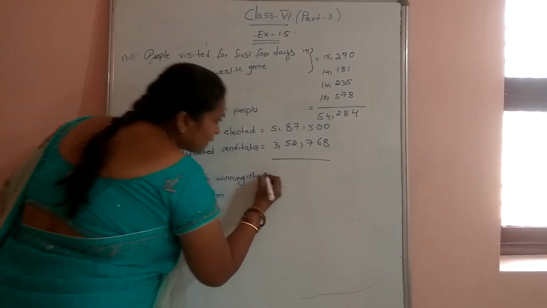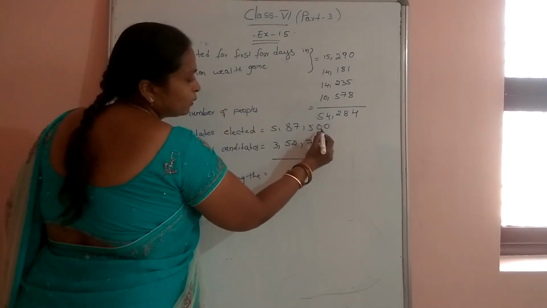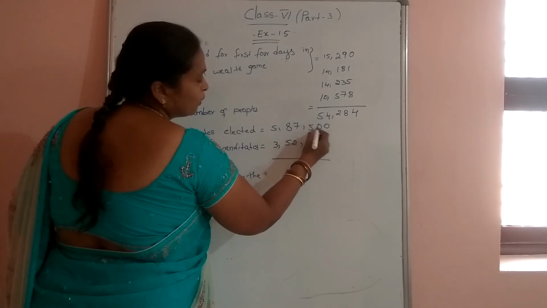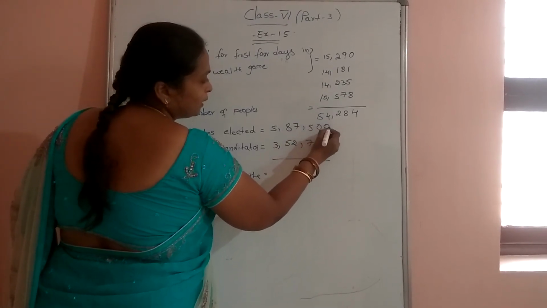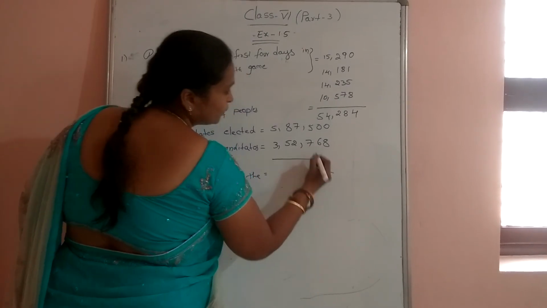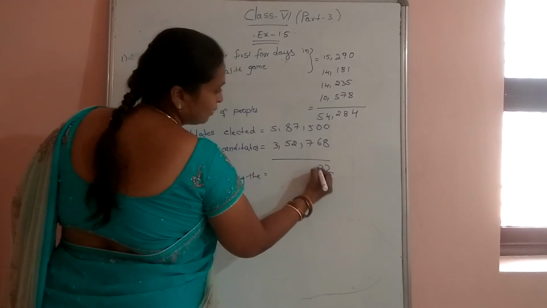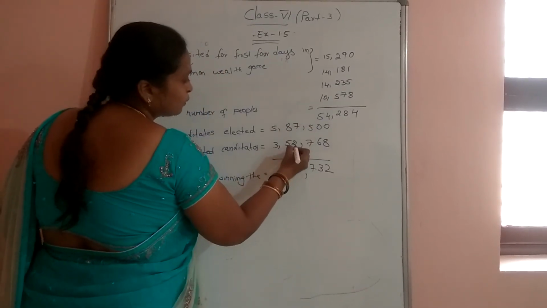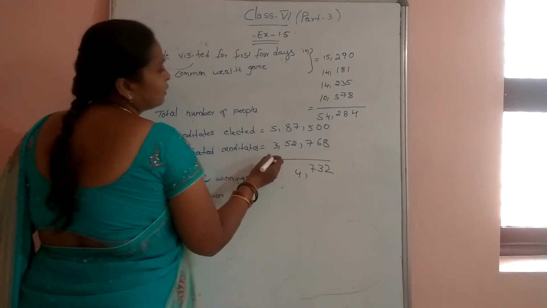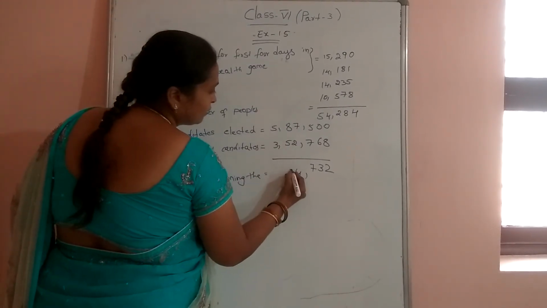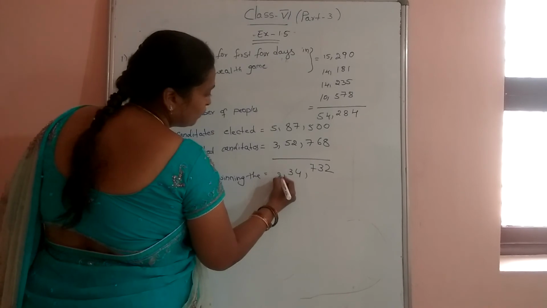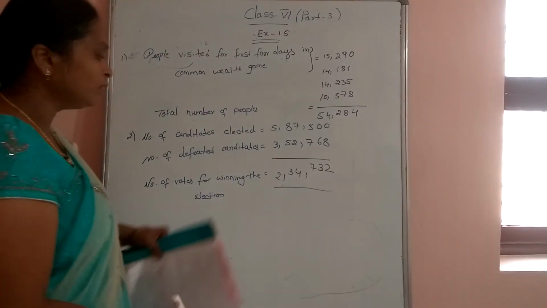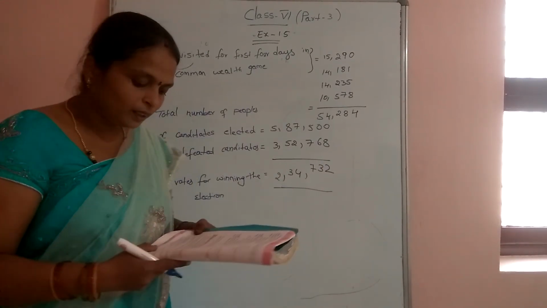Is equal to, subtract now. Here 0, now borrow here. Here also 0, so you have to borrow from 5. Means here 4, here 10. Here 10, 10 minus 8, 2. Here 9, 9 minus 6, 3. 14 minus 7, 7. Here we have borrowed, 6 minus 2, 4. 8 minus 5, 3. Next 5 minus 3, 2. So 2,34,732 votes more for winning the election.